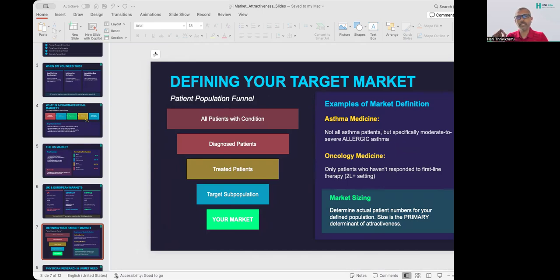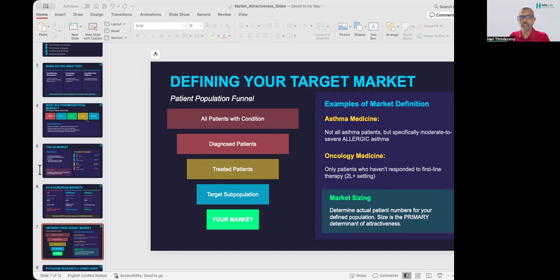So, for example, an asthma medicine might not be for all asthma patients. It might be specifically indicated for moderate to severe allergic asthma. That's a subset of a subset. So, the first subset is the severity, and the second subset is whether it's allergic or non-allergic, or the other way around, meaning the first subset could be allergic and non-allergic, and within that you can have mild, moderate, severe, sometimes very severe. So, once you've defined the patient population, you need to determine how many patients that actually represents.